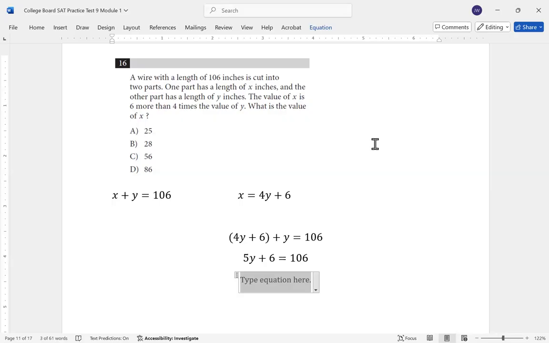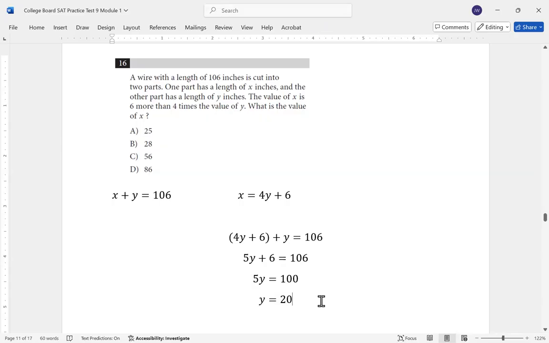Subtracting 6 from both sides gives me 5Y equals 100. Dividing both sides by 5 gives me Y is equal to 20. Now, y is equal to 20, but that is not the answer to this question. This is saying, what is the value of x?